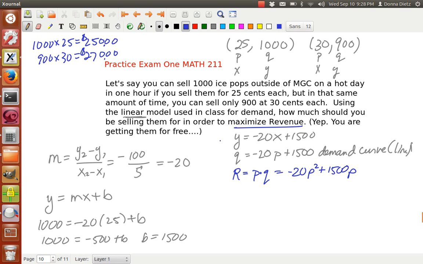You're getting these guys for free. Your mom is sending them to you in the mail, and thousands of them, and you don't know what to do with them. So yeah, this is a very silly question, but at least the numbers work out.